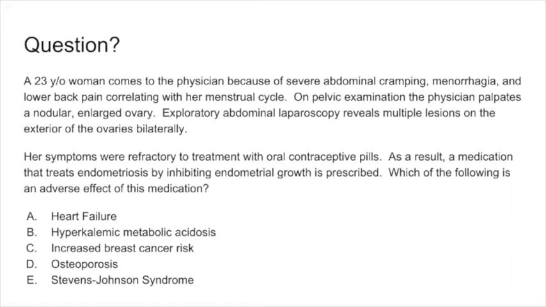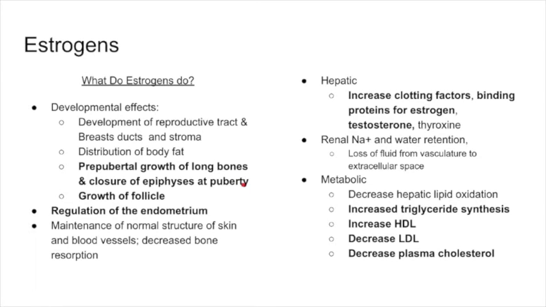And the answer is osteoporosis. And so this sort of goes back to remembering when we talked about osteoporosis last lecture that estrogen is a key component in bone growth, specifically in women. There are estrogen receptors tied to the osteoblasts. So just important to remember, especially in women that are postmenopausal, osteoporosis becomes an issue at the forefront. And if we're causing menopause by prescribing a medication that inhibits endometrial growth, we have to worry about osteoporosis.